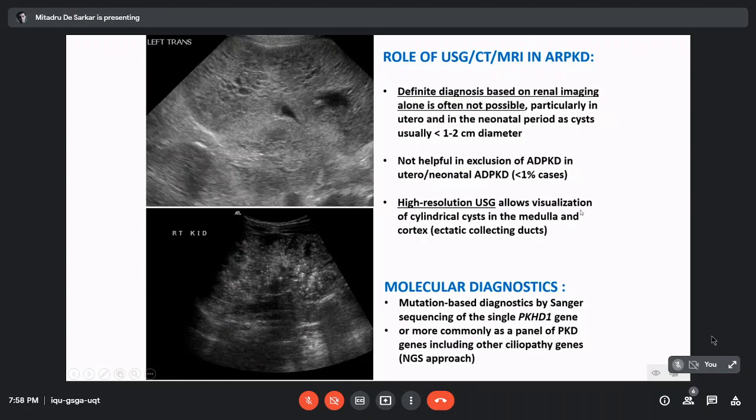But because the cystic diseases in this particular age group will include not just ARPKD, as I've said, there are also some of the other cystic diseases to be thought of. Rather than Sanger sequencing, the approach now is to go in for next generation gene sequencing, wherein you factor in the possibility of a neonatal ADPKD along with nephronophthisis plus ARPKD.